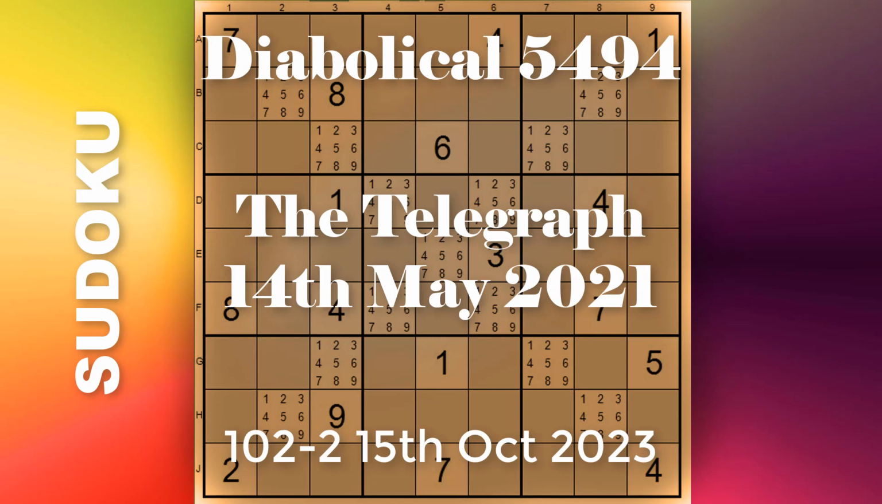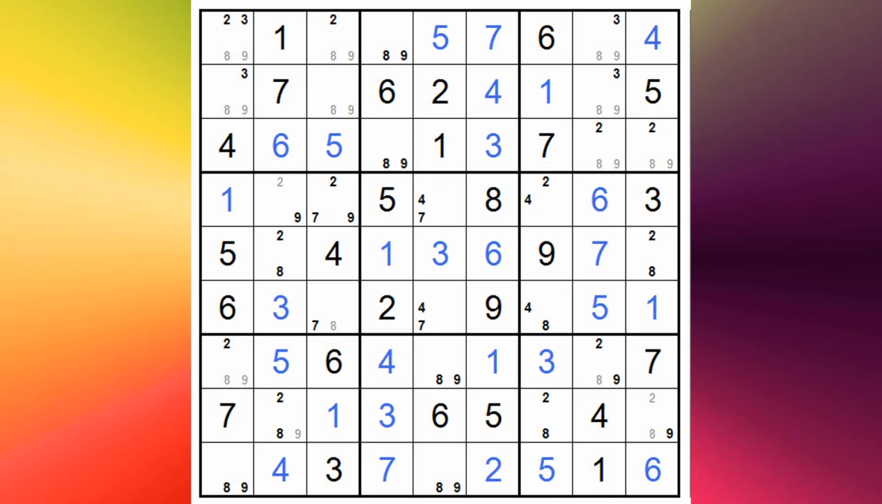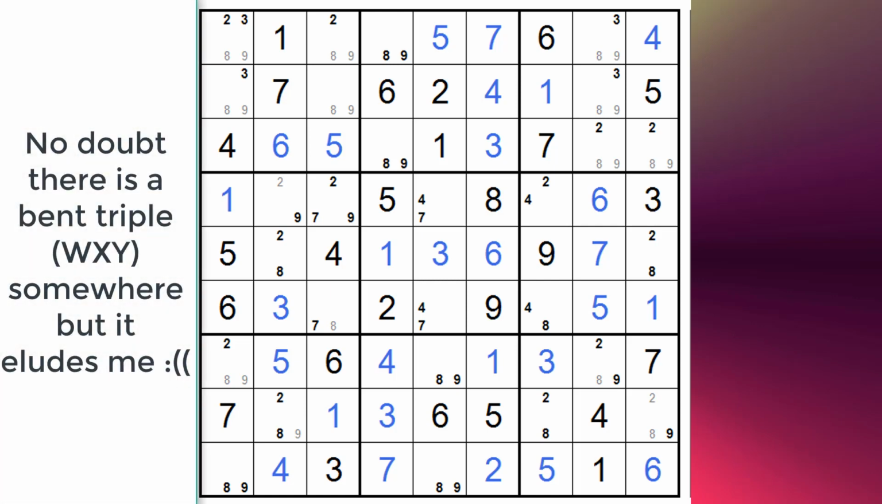And we're delving back through the archives of the Telegraph newspaper in the UK, looking at their diabolical Sudoku puzzle of the 14th of May 2021. It is their number 5494 and our number 102. Now, this is where we got to when we went through video one, which was just looking at the basic techniques. As I came to the end there, I said there's an awful lot of 8s, 9s and 2s. And if you look at it, you can see trebles and quads everywhere.